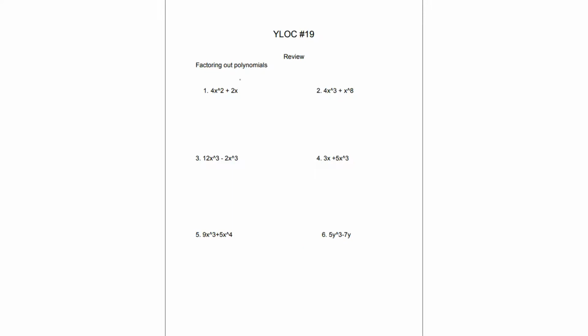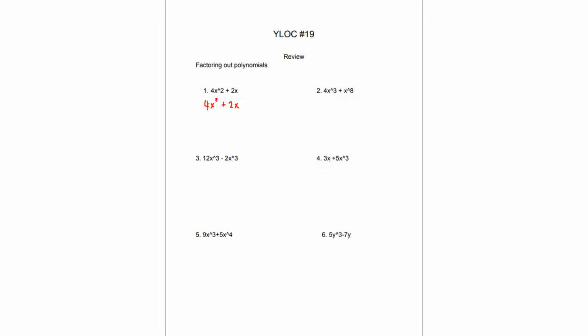For this first part, you need to factor out polynomials. So you're just finding the greatest common monomial factor, and then you're pulling it out from the equation basically. So for number 1 here, we have 4x squared plus 2x.